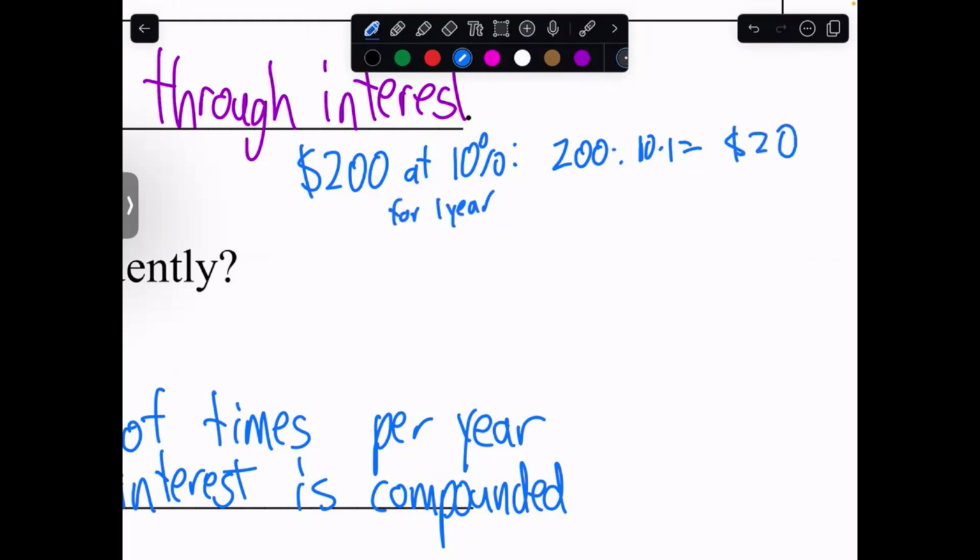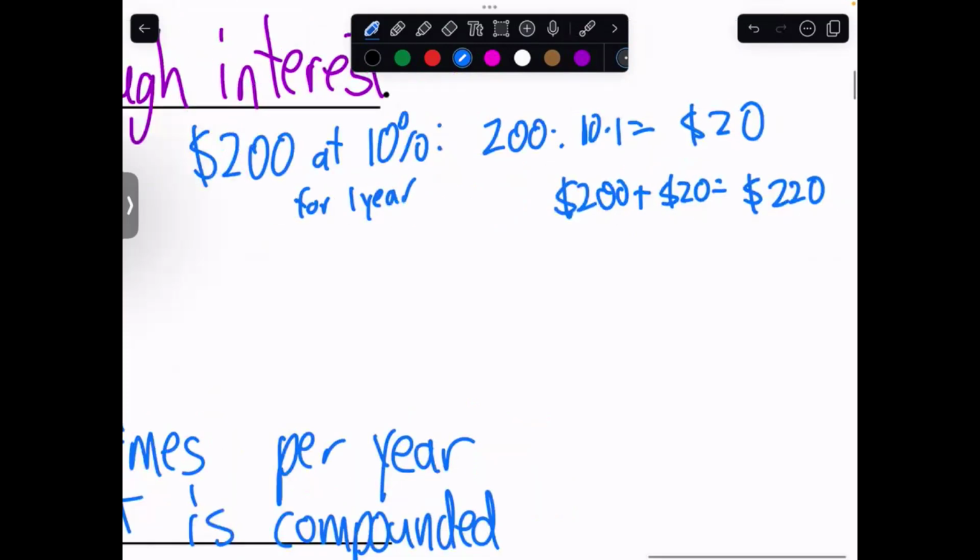Okay, so after 1 year, you would have 200 plus 20. You would have $220 total. Yeah, but so I was saying that it makes a difference if you compound the interest more often. So what if instead you deposit $200, but instead of 10% for 1 year, let's say you get 5% every 6 months.